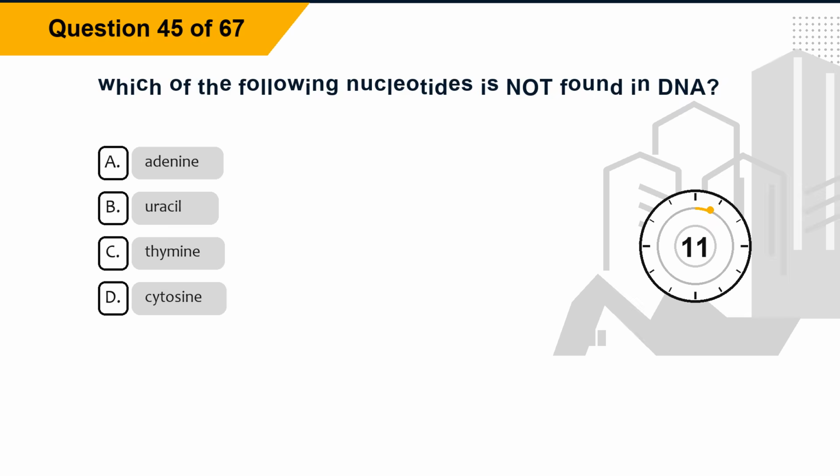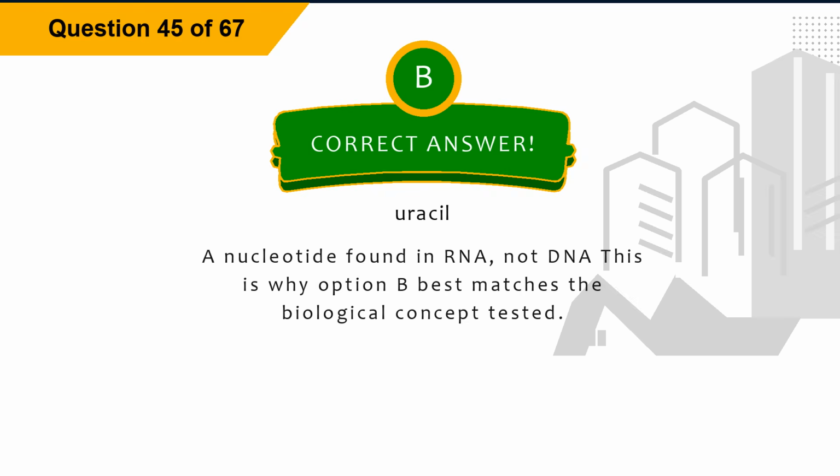Question 45. Which of the following nucleotides is not found in DNA? Option A. Adenine. Option B. Uracil. Option C. Thymine. Option D. Cytosine. The correct answer is option B. Uracil. Explanation. A nucleotide found in RNA, not DNA. This is why option B best matches the biological concept tested.